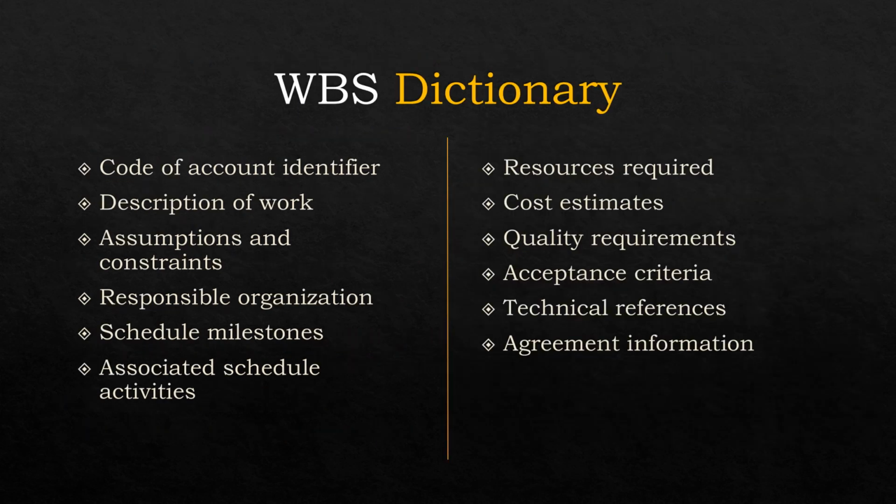If someone wants to know the detailed information about the work packages, they should look for the WBS Dictionary. What information does the WBS Dictionary contain? The first one is the code of accounts identifier. Sometimes we call it control account. A control account is basically a management control point where budget and resources are accumulated, and that we use for EV, or earned value calculation, or variance calculation.